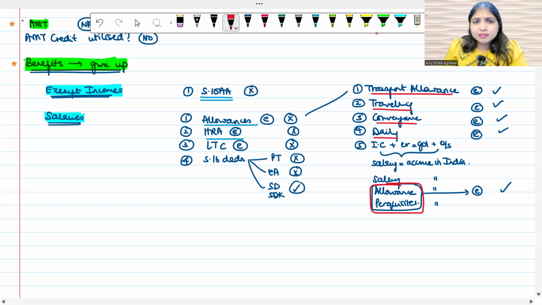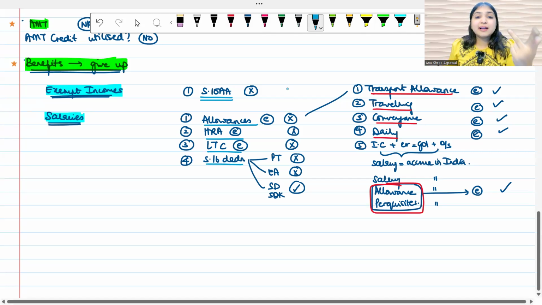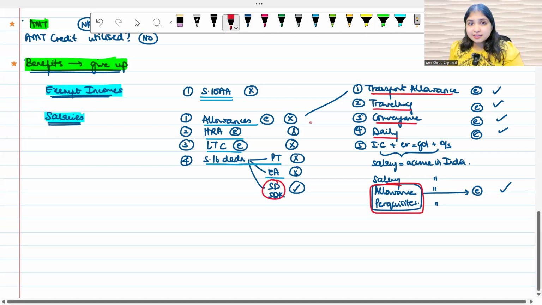However, other allowances, HRA and all, exemption you will not get anymore. LTC exemption also you will not enjoy, and for section 16 deductions, professional tax and entertainment allowance you will not enjoy, but the standard deduction you will continue to enjoy. Understanding, everybody? So this was from your salaries chapter.